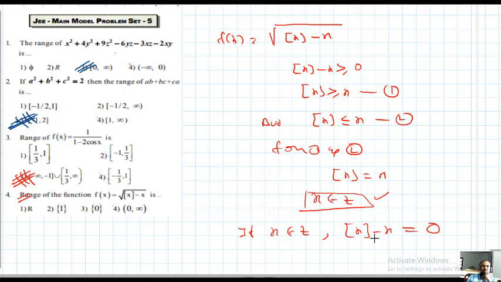Take floor of 2, that is 2 only. 2 minus 2 is 0. Minus 2, floor of minus 2 is minus 2, minus minus 2 is 0 only. That's why, take any integer, floor x minus x is always 0 only. So your output is always 0 only. I can say option 3 is the correct answer for that. Your range is a singleton set, that is 0.